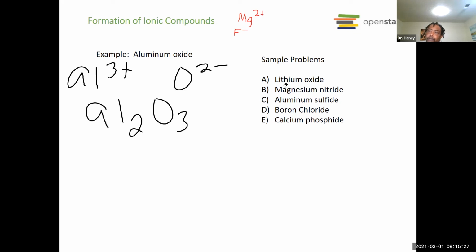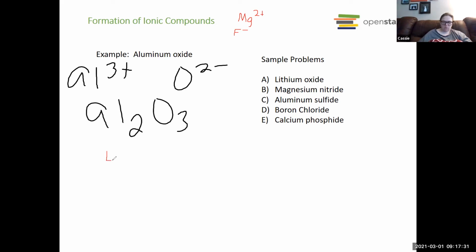Okay, can you guys do the same thing for these as well? Yes, no, maybe? Okay, good. Go ahead and do it right now. I'll give you 2 minutes because you should be whipping these out like hotcakes. It shouldn't take you more than 2 minutes. These are easy. Okay, you ready? What are the ions for lithium oxide? Anyone?